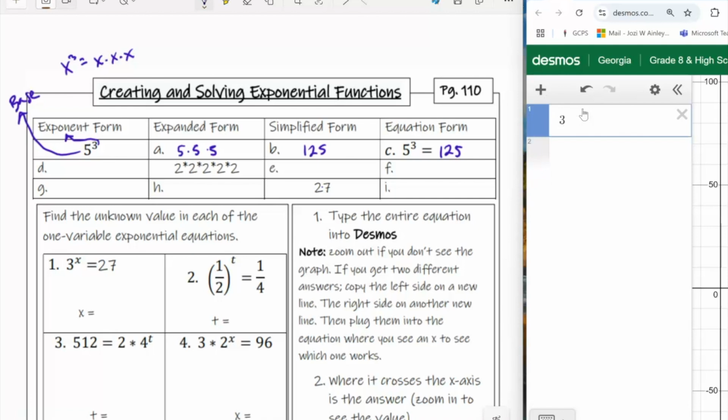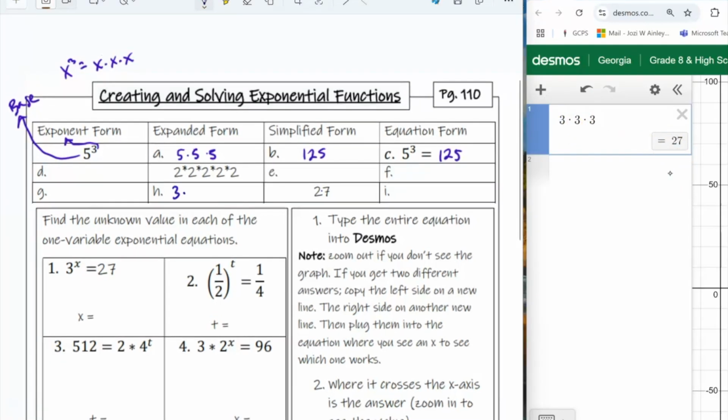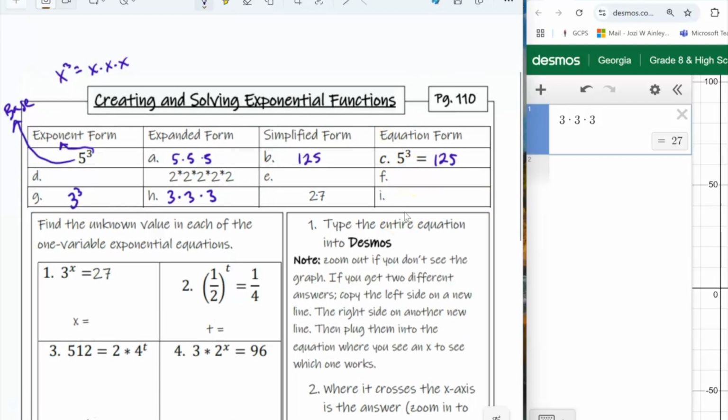So I'm going to check 3. 3 times 3 times 3. Oh, boom, 27. So my expanded form is right there. 3 times 3 times 3 is 27. So if I expand 3 times 3 times 3, I'm going to get 27. How do I write that in exponent form? Well, I need the base and then how many times I multiply it by itself. So what's the base? What's the number I keep multiplying? 3. And how many times do I multiply it by itself? 3 times. So my exponent is 3. So this is 3 to the 3. Therefore, my equation form, what I'm saying is 3 to the third power is equal to 27.